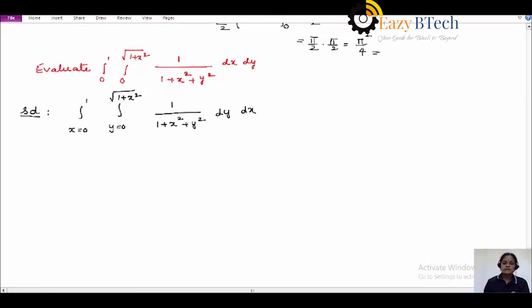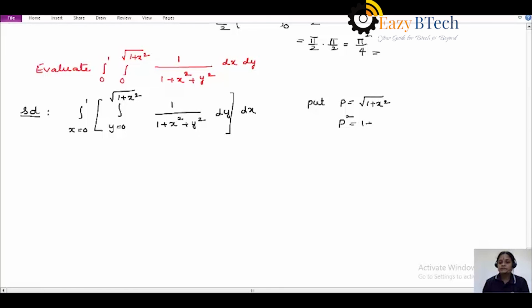Because the first limits are in terms of x, students, if the limits are in terms of x here, then those limits belong to the variable y. Then we have to do the integration with respect to y at first. For this integration, we put p is equal to root of 1 plus x square. Here we are not applying the substitution method, students. We are just substituting the value of p is equal to root of 1 plus x square.